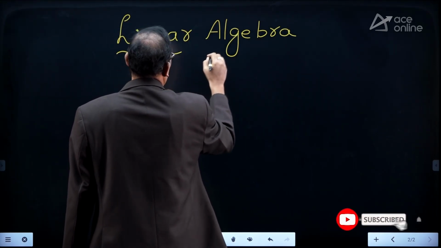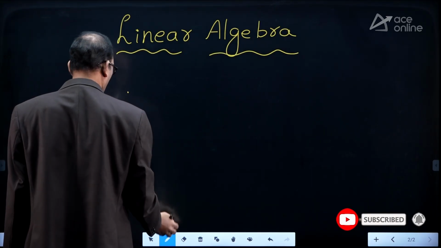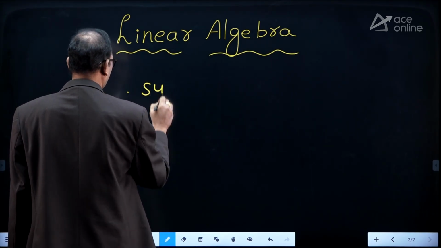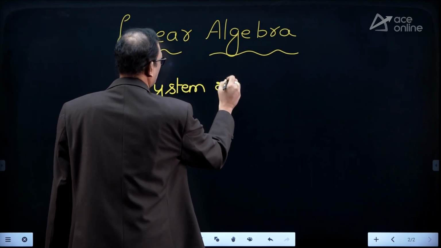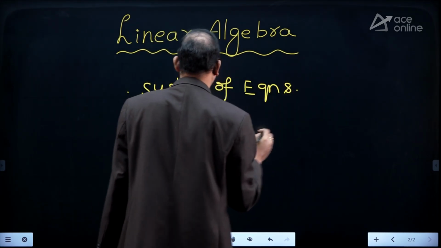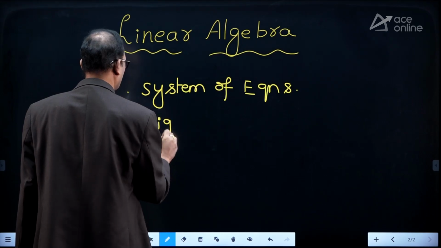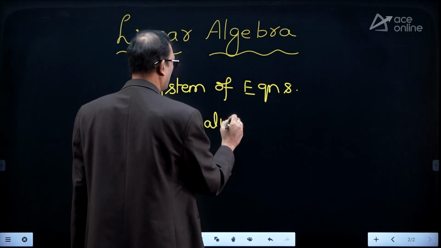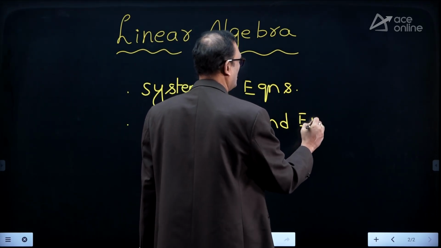Linear algebra. So among all topics, what you have to focus on is only system of equations and eigenvalues. I am saying only important topics. System of equations, system of linear equations, another one is eigenvalues, eigenvectors. So 90% we can expect problems in the GATE from these models only.